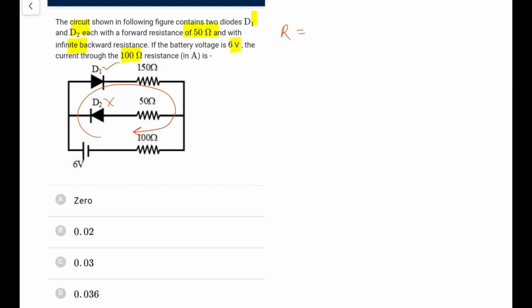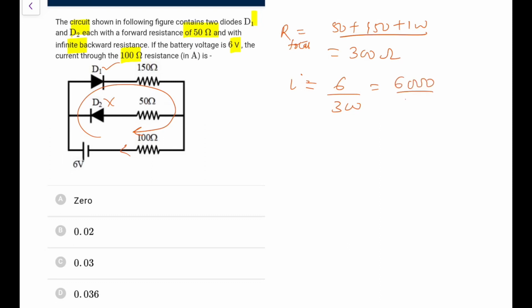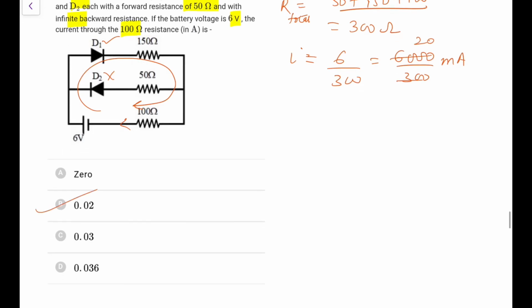So the effective resistance of the circuit, R total, is 50 of the diode plus 150 plus 100, so I get 300. The complete current will pass through the 100, that is through the battery, and that would be equal to 6 by 300. I should write it as 6000 by 300 milliampere, so this would be 20 milliamperes. 20 milliamperes means 0.02 ampere. So it's not a tough one, you can make it out that much.